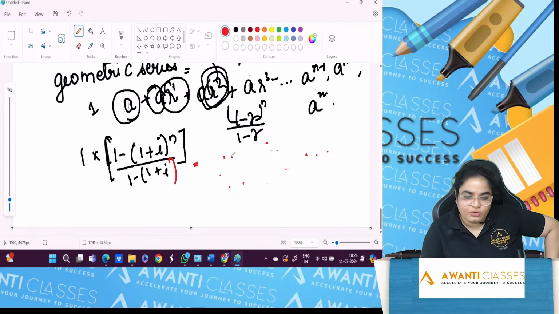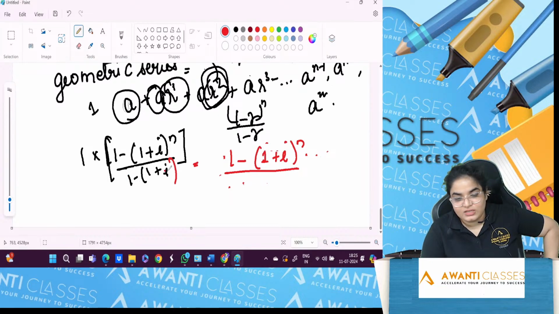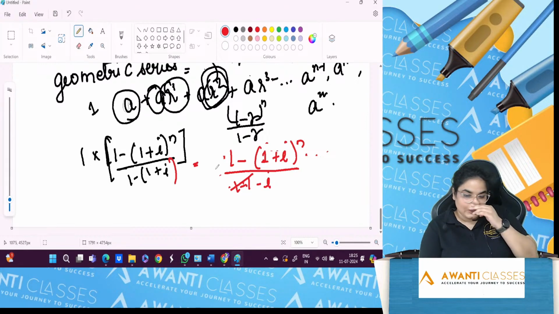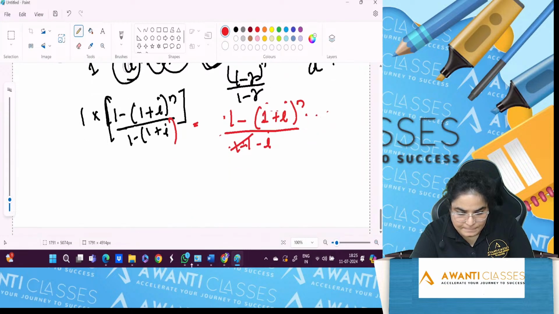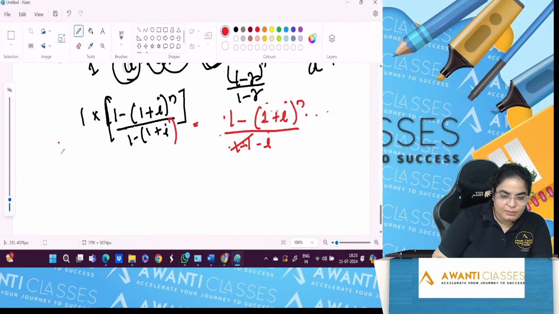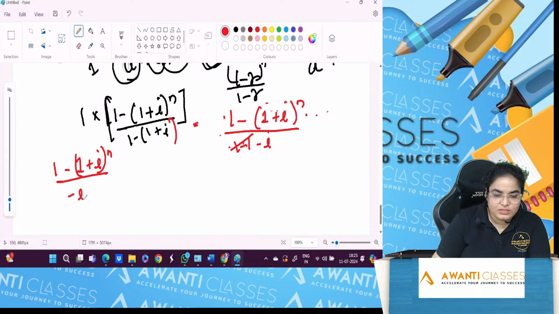So 1 into, this will become 1 minus (1 plus i)^n divided by 1 minus 1 minus i. So 1 minus 1 minus i plus 1 minus 1 cut. So it will become 1 minus (1 plus i)^n divided by minus i.